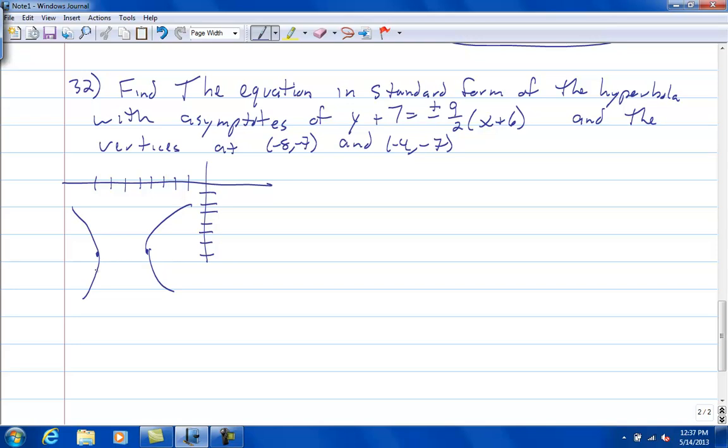Now a lot of the information is given to us right here. Remember the standard form for the asymptote is going to be y minus k equals plus or minus, in this case since it opens sideways, b over a times x minus h. So with that, our k must be negative 7, our h must be negative 6, because y minus negative 7 is y plus 7. X minus negative 6 is x plus 6. So our center is at negative 6, negative 7, and we can also get that by just finding the midpoint of the vertices.